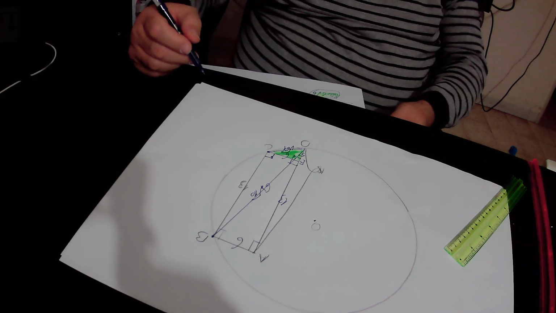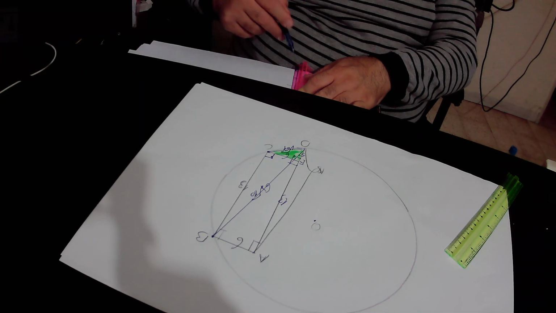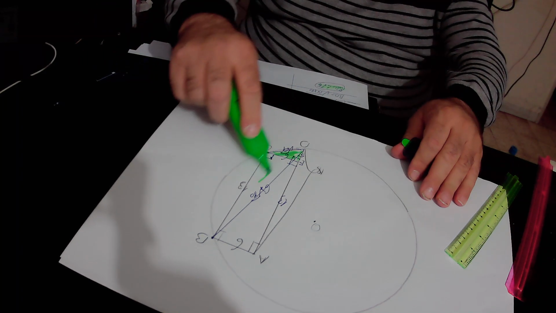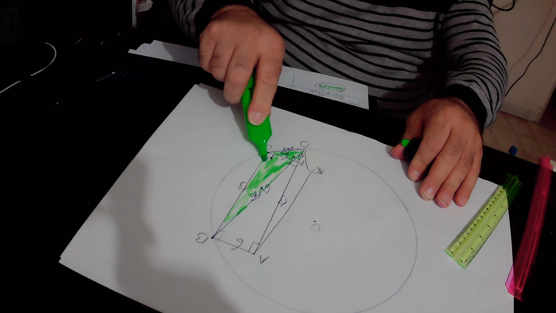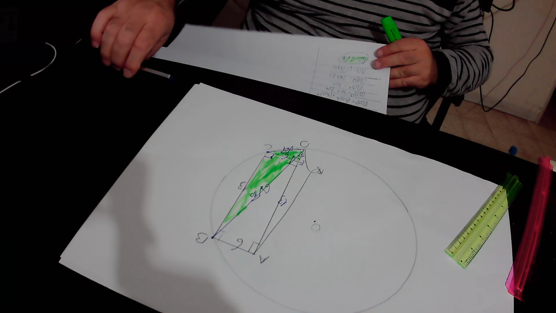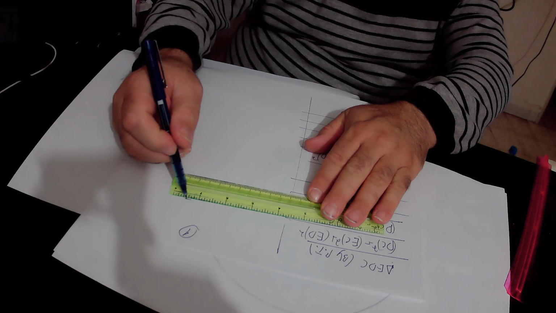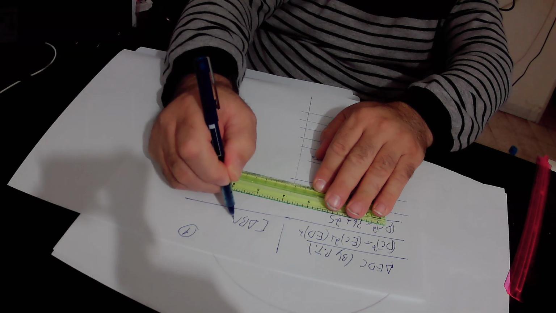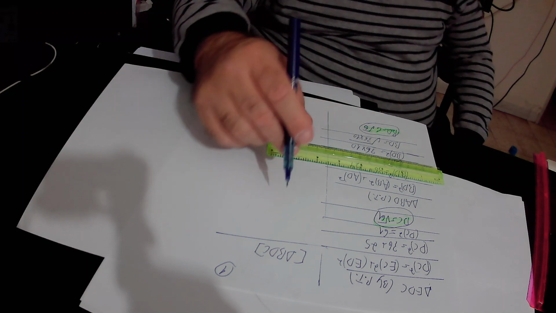In the next step, we find the area of triangle BDC. We find the area of the green triangle, triangle BDC. So the area of the green triangle, triangle BDC. Here the square brackets are the sign for the area. It means the area of triangle BDC.